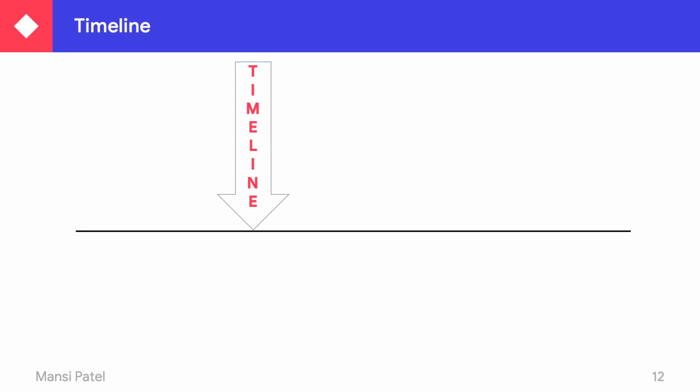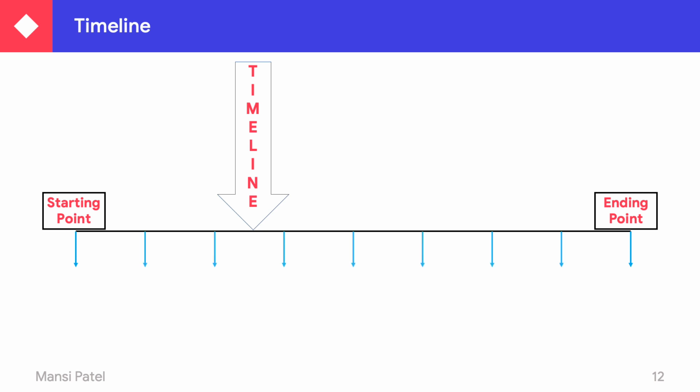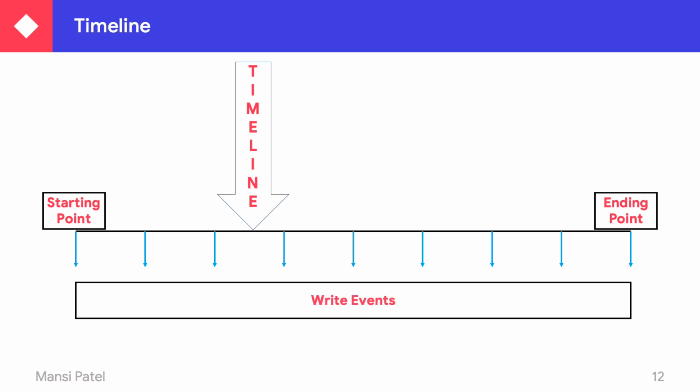Let us see how we draw a timeline. As per the rule, just draw one horizontal line, that is your timeline. Then on the left-hand side mark one point, your starting point. On the right-hand side mark one point, your ending point. After that draw equal line segments, and then write down the events which were given to you.